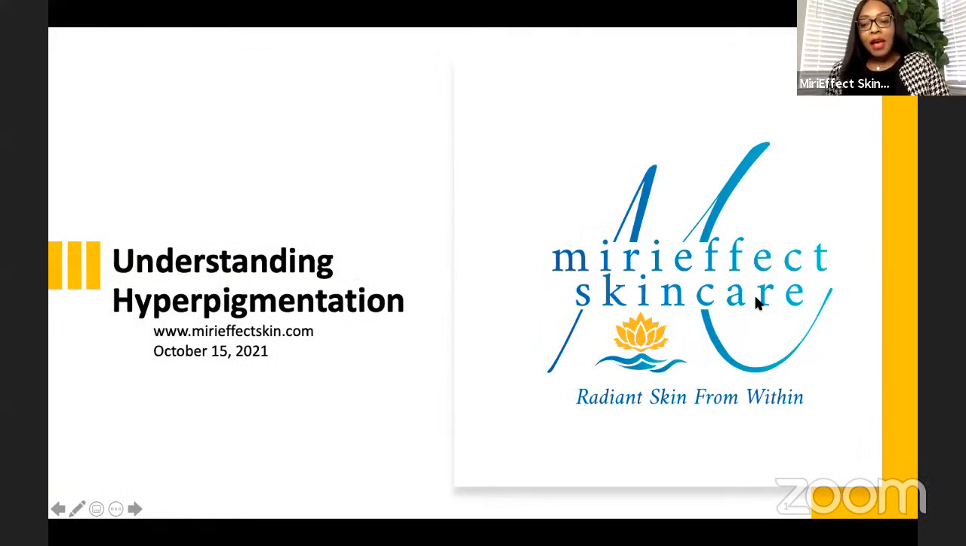As Miriam mentioned, we're going to be discussing understanding hyperpigmentation. This is a skin condition that really is one of the primary skin conditions that Black people face, whether men or women. And I know that in Miriam's introduction, she mentioned that my passion is treating skin of color, both men and women. So let's just get right into it.